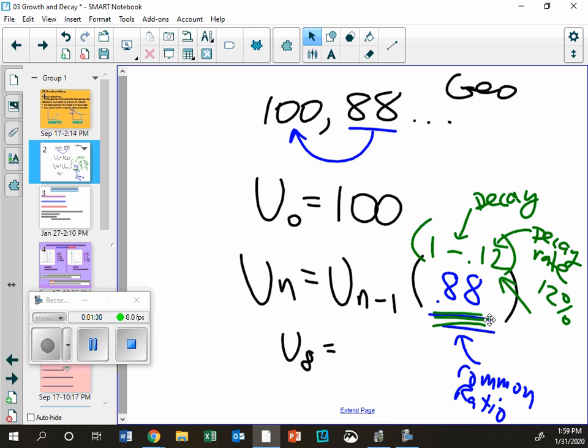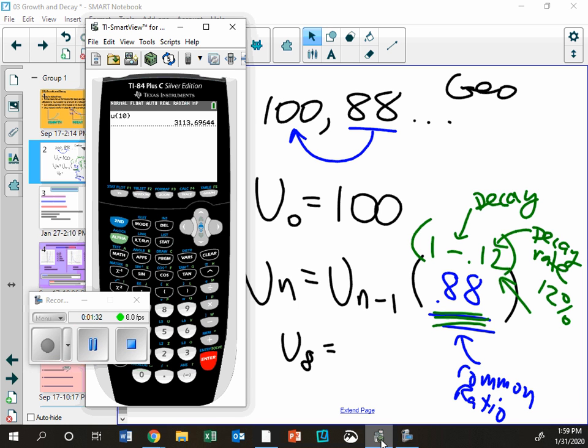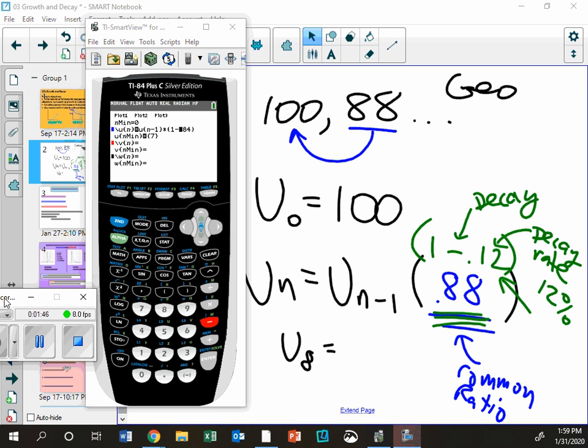So then I asked kids to put that in the calculator and see what they got for the 8th term. So now let's do that. I'm going to go to my y equals, and we're going to use 0.1, minus, I'm going to change that to a minus 0.12. And I know some people are going, why don't you just use 0.88 right there?